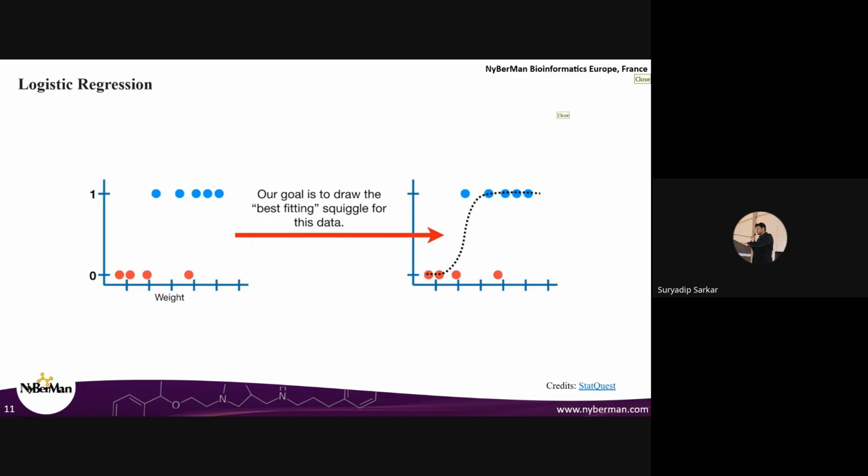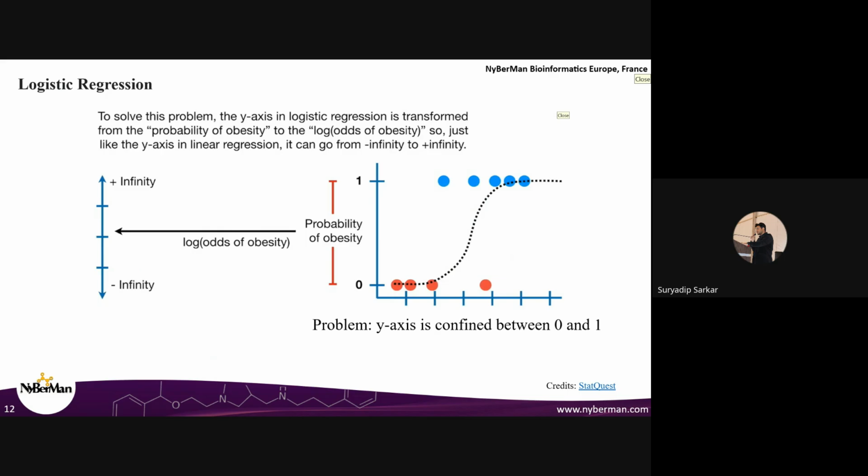Our goal here, obviously, is to draw the best fitting S-shaped curve or best fitting squiggle to the data. Okay, that is going to be our goal. Now, to solve this problem, the y-axis in logistic regression is actually transformed from the probability of obesity to the log of odds of obesity. Right now, the y-axis in logistic regression is confined between 0 and 1.